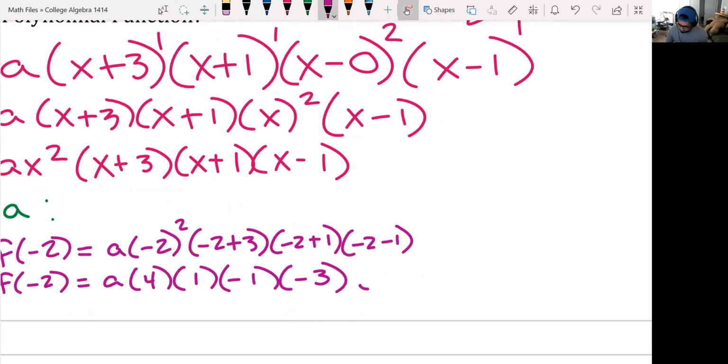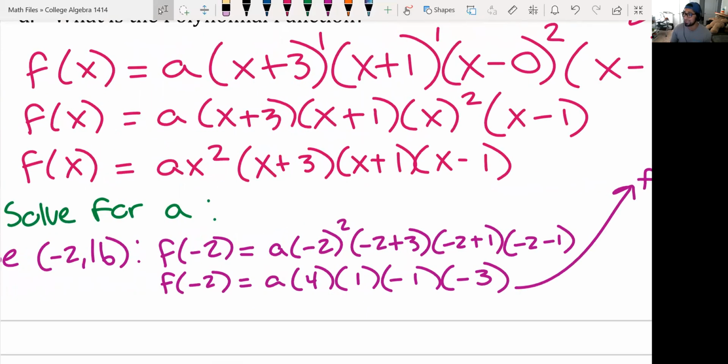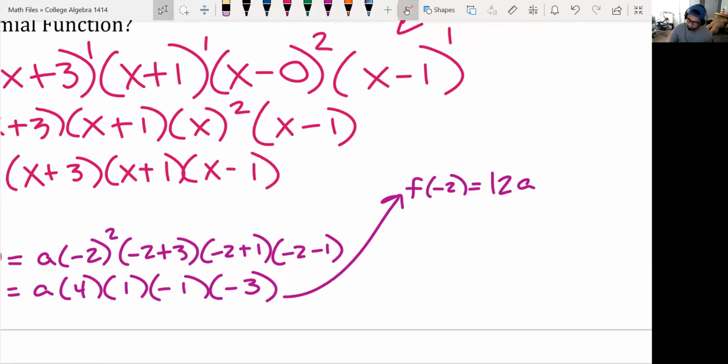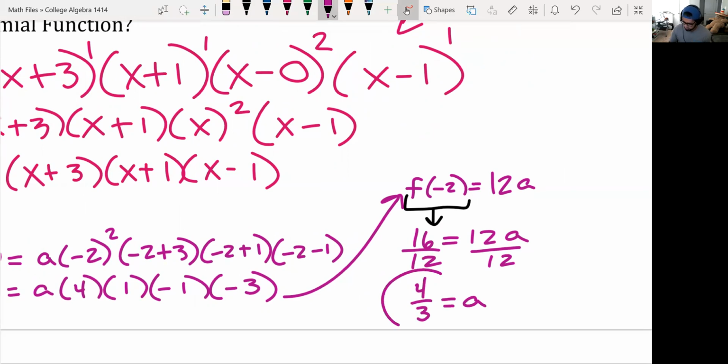Running out of room there, so continue there. Actually, I can go a little higher, right? And 4 times 1 is 4, and 4 times 3 gives me 12. So this gives me 12a. Okay. And then remember that when x is -2, y will become 16. So this becomes 16 equal to 12a. Divide by 12. And we get a is 4/3.